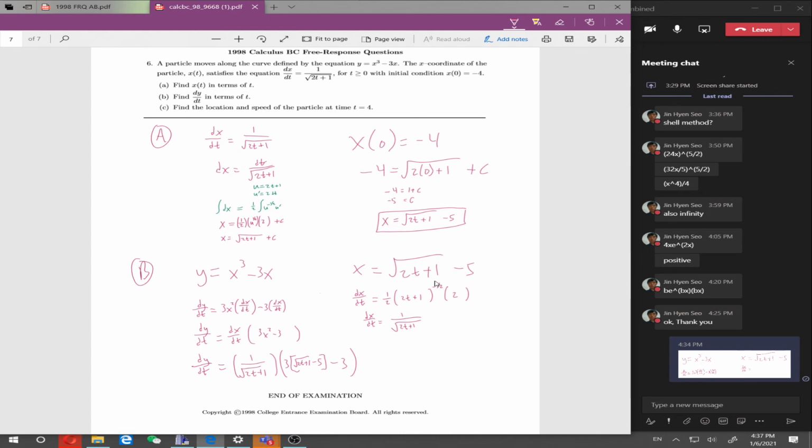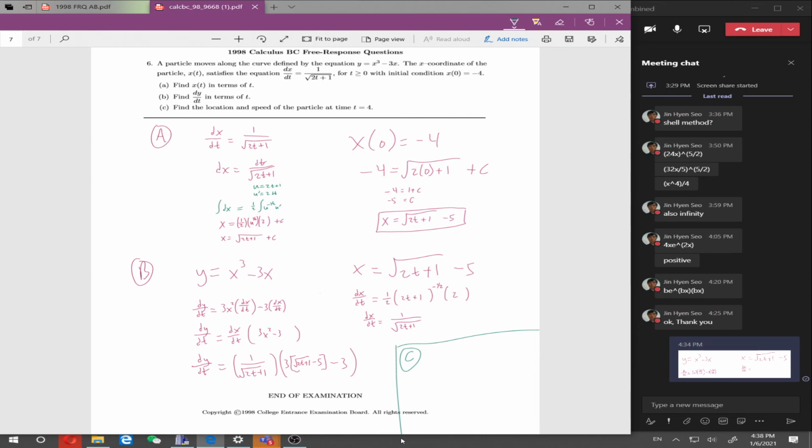Okay, then for the last one, we were asked to find the location and speed of the particle at the time t equals 4. So first, what do I need to do if I want to find the position? I should find x and y. Okay, so we need x at 4 and y at 4.